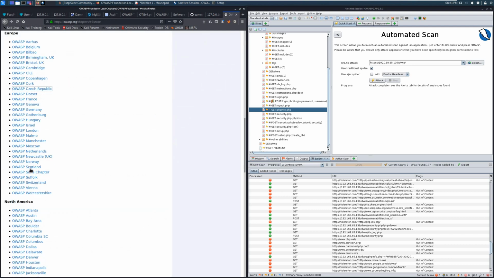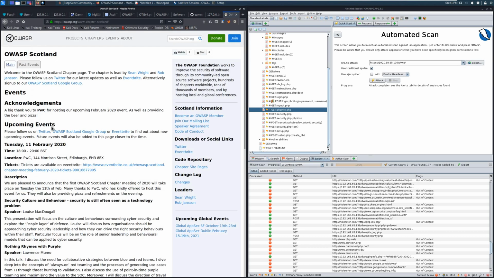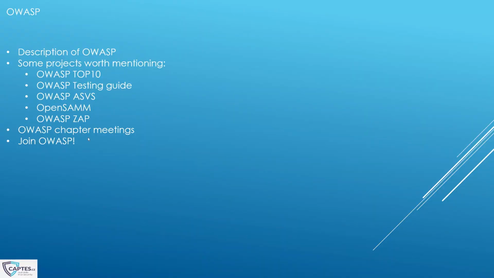But if you are, for example, from Scotland, you can just check the Scotland page and you have upcoming events. And here is the URL where you can get the tickets, because there is one more important thing. Chapter meetings are free, so you don't have to pay anything to go there. Okay, so that's the mention about chapter meetings. I really do recommend you guys check it out. Try it at least one time to see whether you like it or not, but it's usually time well spent. And most importantly, please consider joining OWASP.